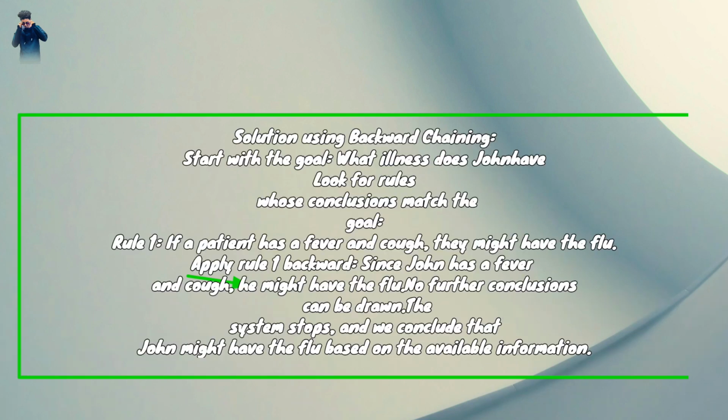Solution using backward chaining. 1. Start with the goal. What illness does John have? 2. Look for rules whose conclusions match the goal. Rule 1. If a patient has a fever and cough, they might have the flu. 3. Apply Rule 1 backward. Since John has a fever and cough, he might have the flu. 4. No further conclusions can be drawn. 5. The system stops, and we conclude that John might have the flu based on the available information.